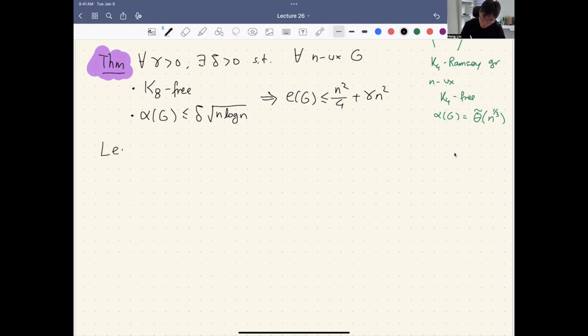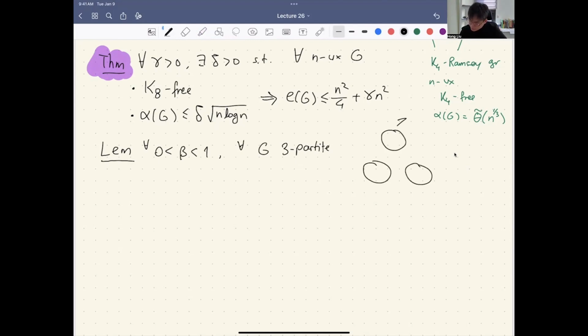Here's the lemma using dependent random choice. It says the following: for any beta between 0 and 1, and any graph G that is three-partite, with parts, let me draw a picture, Z1, Z2, Z3, each part of order n, so each Zi has n vertices.